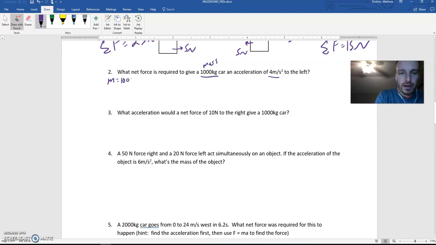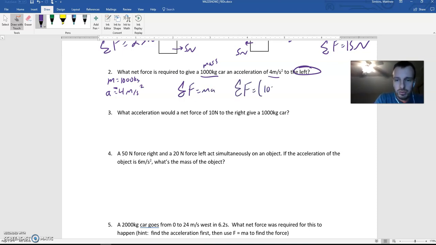And so the mass is 1,000 kilograms. The acceleration is 4 meters per second squared. But it says to the left. Hey guys, what does that mean? It means negative. Okay, so that's a negative acceleration. So we set up our equation, sigma F equals ma. And it says what is the net force? So that's what we're solving for. Sigma F equals, and all you got to do is plug this guy in. So 1,000 kilograms times negative 4 meters per second squared. And that's going to get us a sigma F, or net force, of 4,000, and I should say negative 4,000 newtons. Not so bad.